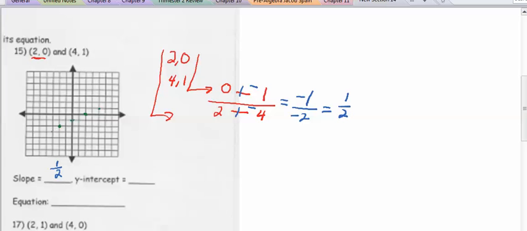Okay, so now I've got my points. I got my line drawn. And now I look and I say, where does it cross on the y-axis? And it's right here at negative 1. So my equation is y is equal to 1/2 x minus 1. Okay?